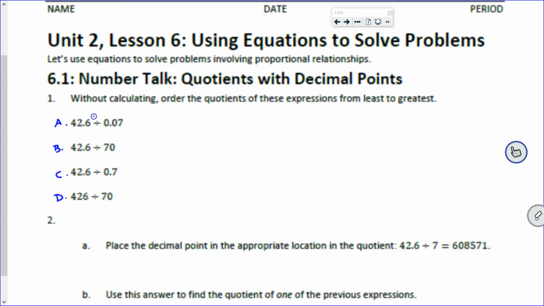Okay, so knowing that, if we just focus on A, B, and C, let's just focus on there for a minute. If we're just focusing on A, B, and C, when I divide by smaller numbers, what happens? When I divide by bigger numbers, what's happening? Carter.